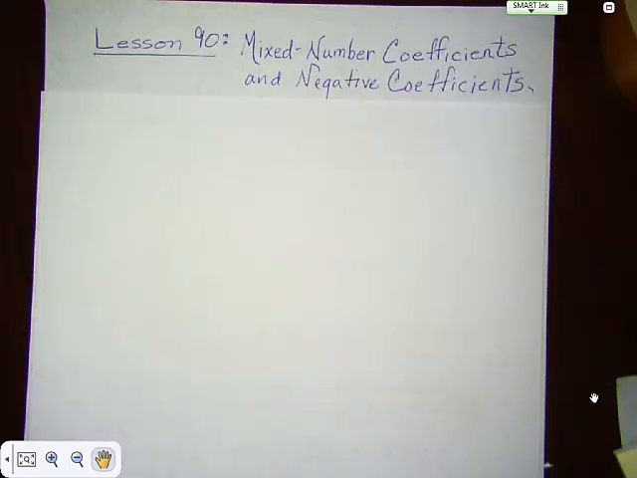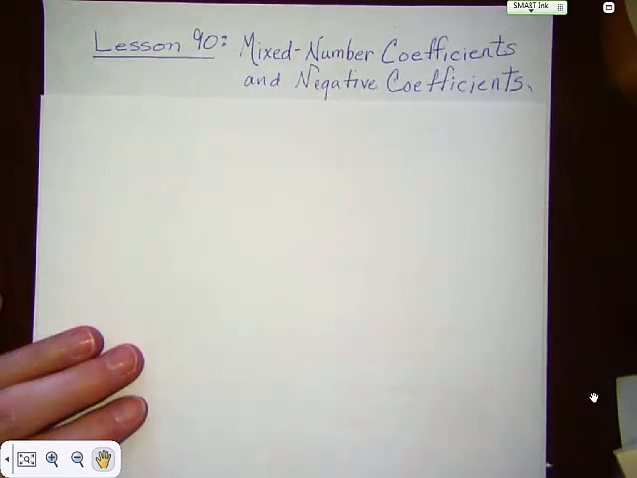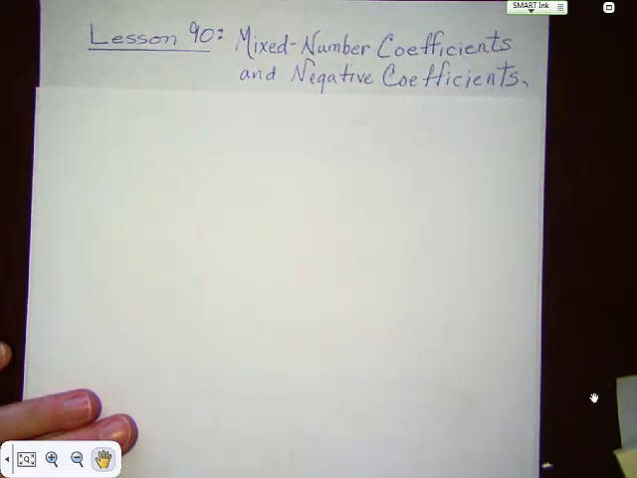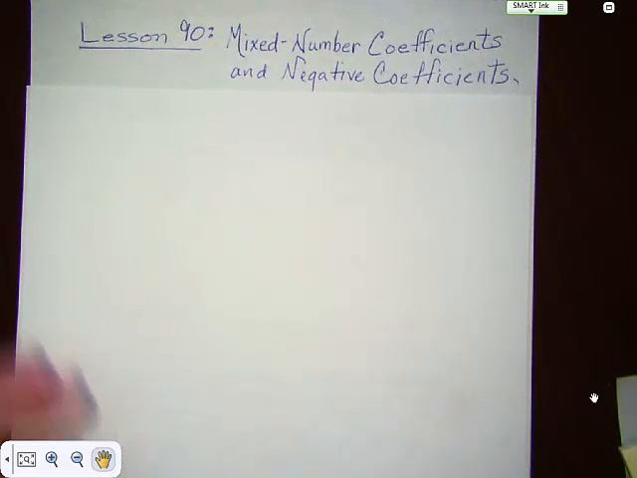Hi there. Well, I'm going to take just a couple of minutes, and I do mean probably just a couple of minutes, to talk about Lesson 90. Lesson 90 is a really short lesson. It has to do with mixed number coefficients and negative coefficients.